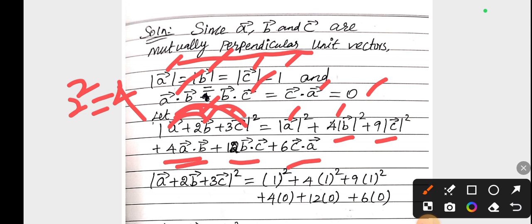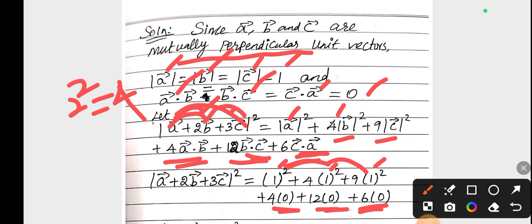So apply the values: 1 square plus 4 into 1 square plus 9 into 1 square. Then A vector dot B vector is 0, B vector dot C vector is 0, C vector dot A vector is 0. Then what will you get now? 9 plus 4 plus 1. We are getting 14 for the whole square.